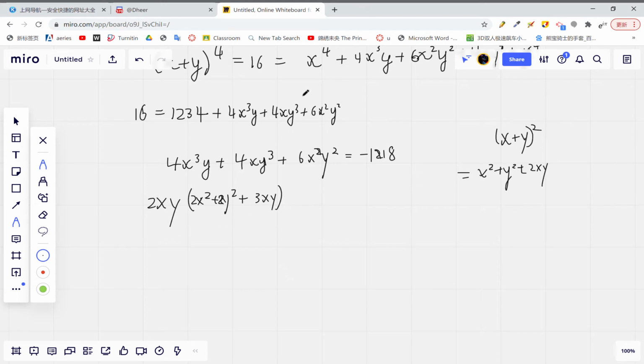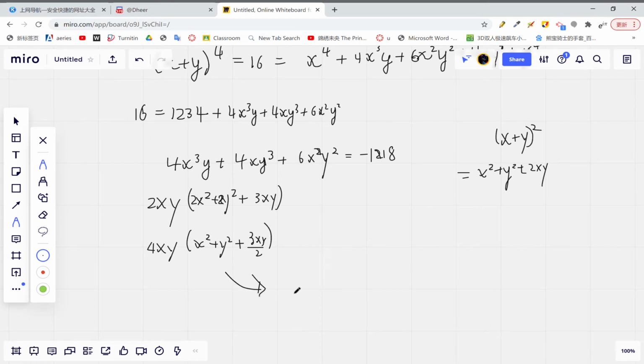right? And then we can realize that if you divide this whole thing by 2, we will get 4xy times x squared plus y squared plus 3xy over 2, right? This is basically the factoring form. And then we can realize that x squared plus y squared plus 2xy is equal to x plus y squared, right? So we can rewrite this again.